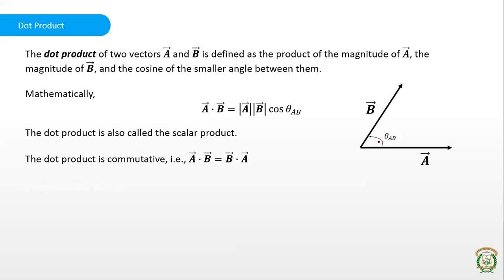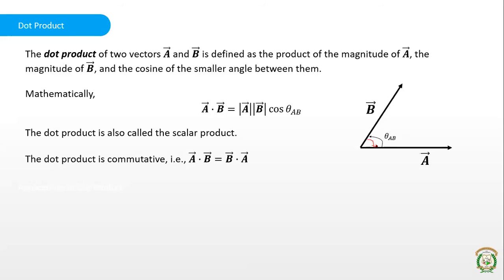Dot product is commutative. That means a dot b is equal to b dot a. If you change the order of the vectors, it will still be the same. Why is that? Because if you take b dot a, that will be magnitude of b times magnitude of a, multiplied by cos theta ba, that is the angle between b and a. If this is the direction of theta ab, this will be the direction of theta ba, and that will be negative. If you take theta ab as positive, theta ba, the opposite direction, will be negative.